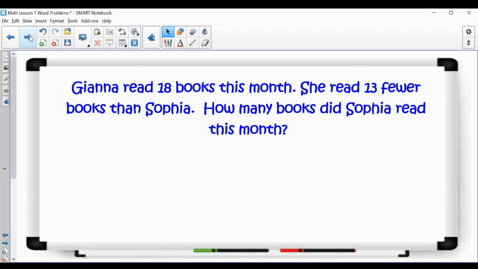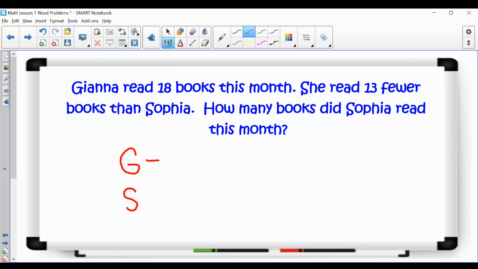Gianna read 18 books this month. She read 13 fewer books than Sophia. How many books did Sophia read? Okay, I don't know how many she read. I'm going to compare Gianna and Sophia. I'm going to use a G for Gianna, and I don't like that. Can't see that. I need a bright color. A G for Gianna and an S for Sophia.